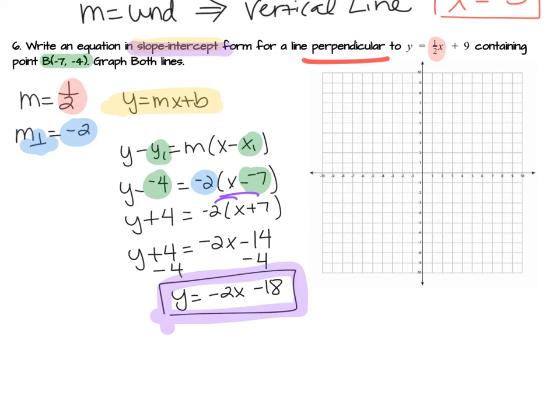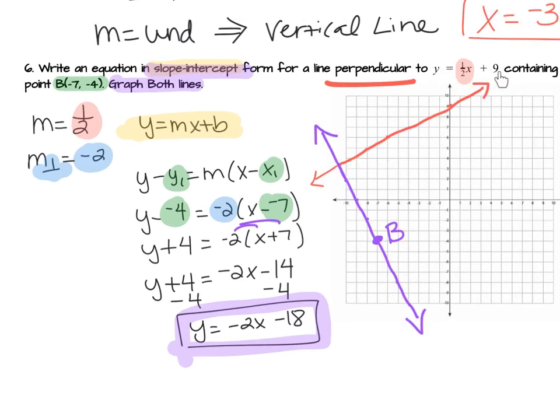The other thing that I asked you to do was to graph both lines. So we want to go ahead and graph them on the right-hand side. In graphing our first equation, I plotted my y-intercept, which is 9. And then my slope was a positive 1/2, so I went down 1 over 2, down 1 over 2, down 1 over 2. And then for our second equation, I graphed my point B here as (-7, -4).